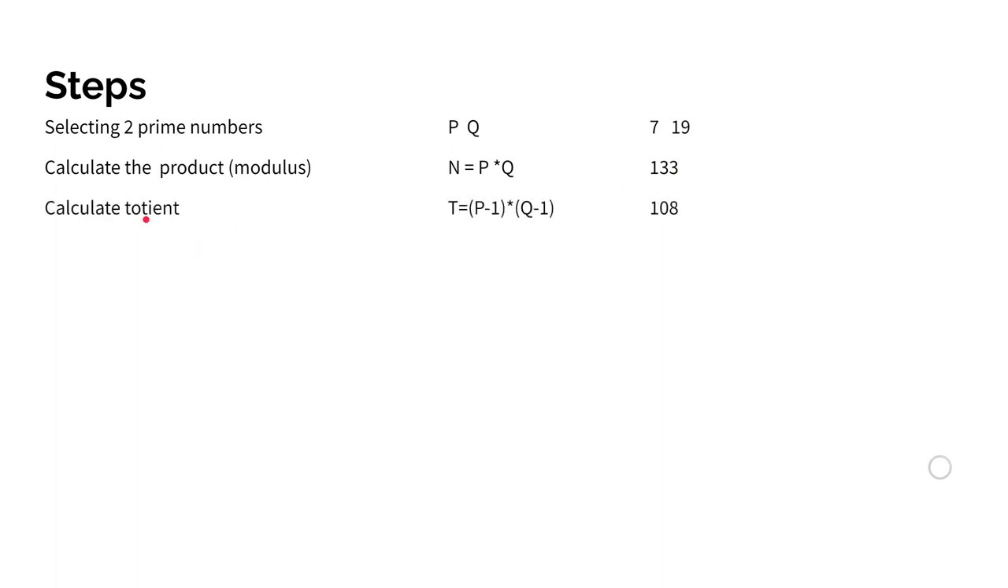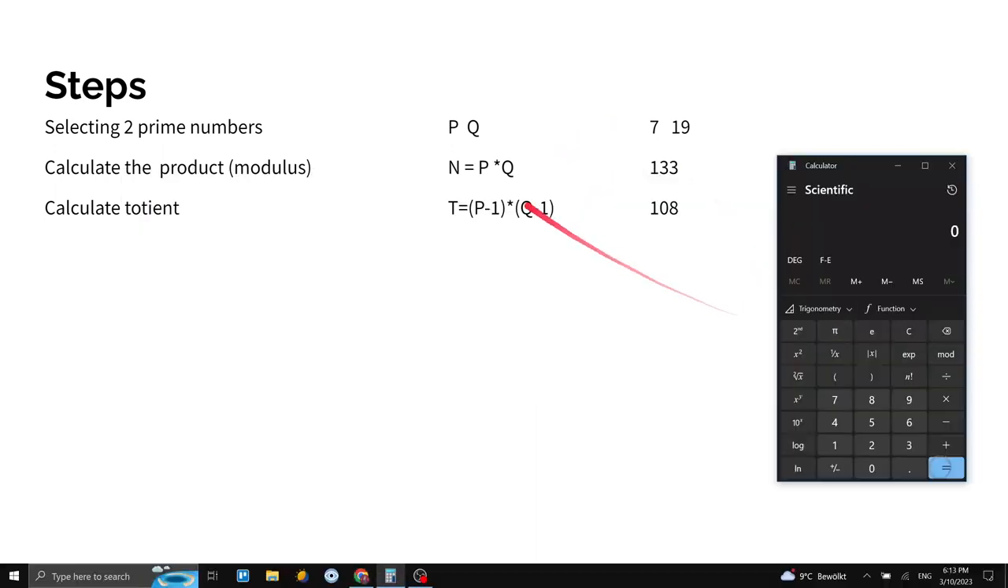The next term is totient. Totient has a definition in mathematics, but here we don't want to go in depth, but we should find the result of it. So it is P minus 1 multiplied by Q minus 1. In our case, it will be 6 multiplied by 18. You can see it's 108. We have it here.